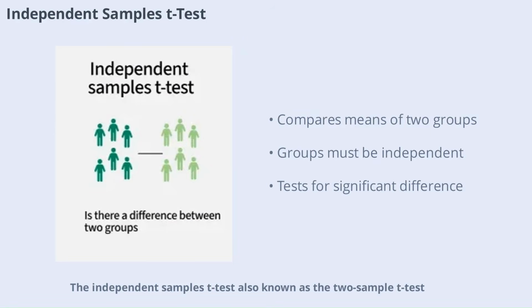The independent samples t-test, also known as the two-sample t-test, compares the means of 2 unrelated or independent groups. For instance, you might compare the test scores of students who used a new study method versus those who used the old method. This test helps you determine if the difference between the two group means is statistically significant.